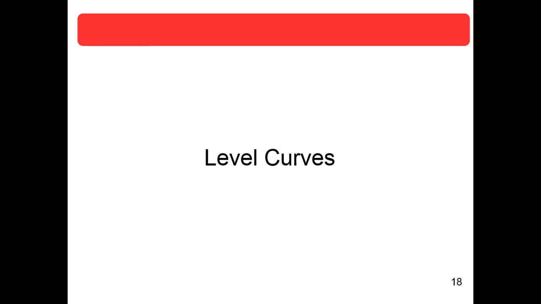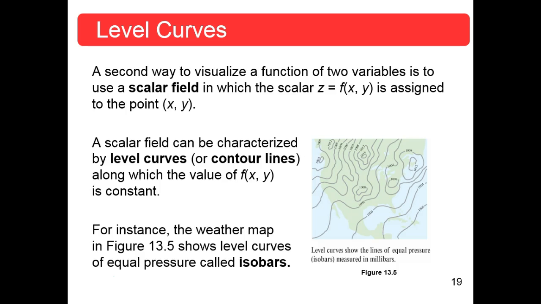Now let's talk about level curves. The second way to visualize a function of two variables is to use a scalar field in which the scalar z equal to f(x, y) is assigned to the point (x, y). A scalar field can be characterized by level curves, also sometimes called contour lines.